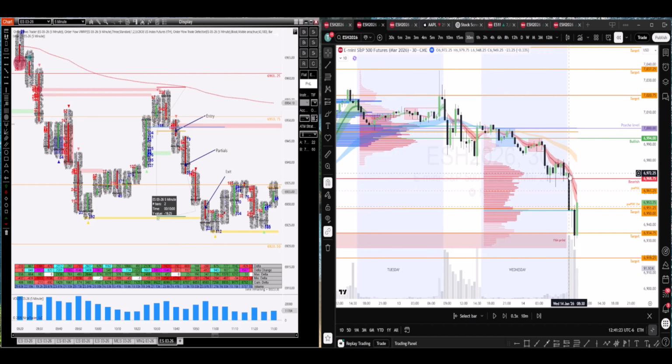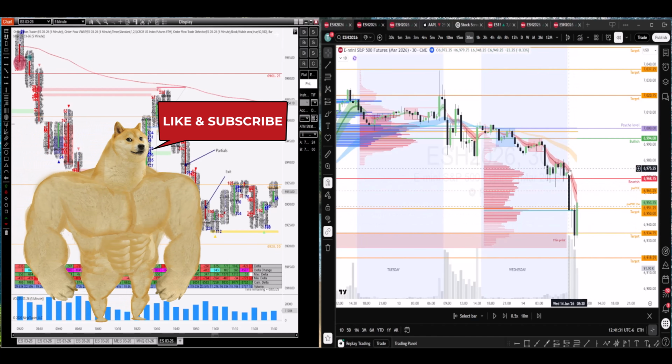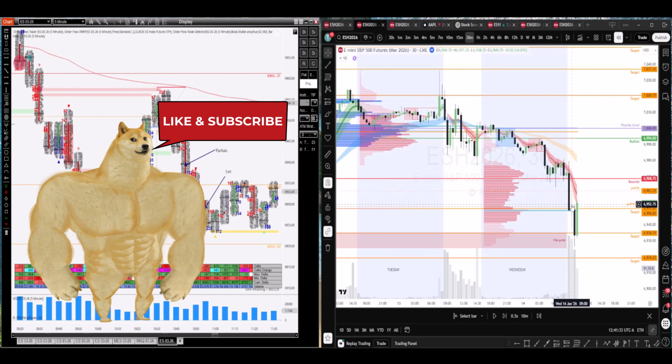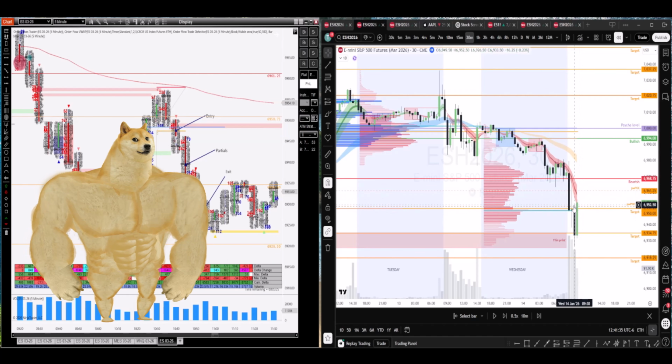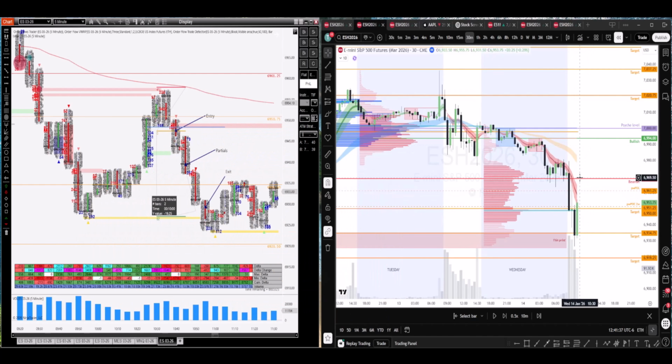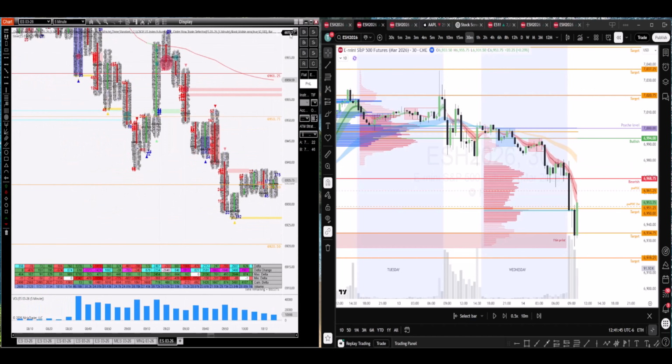Heading into the day, I was looking to see how price was going to respond around these POCs. Are we going to break down through them, or are we going to bounce into them, have these levels hold again, and then bounce back to the upside? Well, you can see clearly during this particular moment in time, price came down off the open with a big delta surge push to the downside.